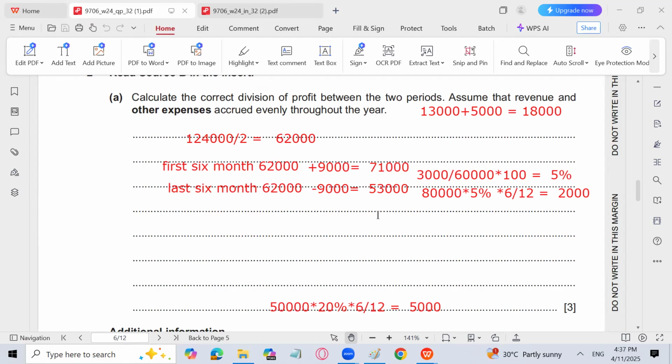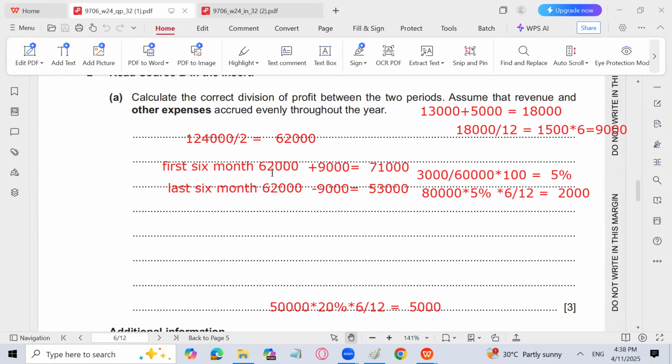Assume that revenue and expenses accrue evenly throughout the year. Again, I will make you understand. The important thing is this: other expenses accrue evenly throughout the year. It means that the expenses, which is 18,000, is subtracted from every month equally, divided by 12. So that becomes 1,500. So we have subtracted 1,500 in January, February, March, April, the whole year. So in the first 6 months we have subtracted 9,000, rather than the whole 18,000, and in the next 6 months we have subtracted 9,000. Rather, we should have subtracted the whole 18,000 from the last 6 months.